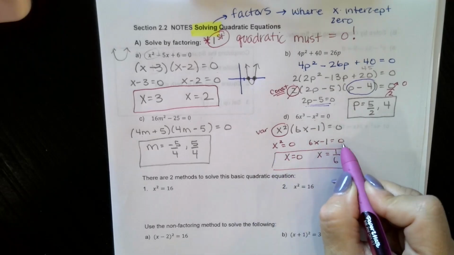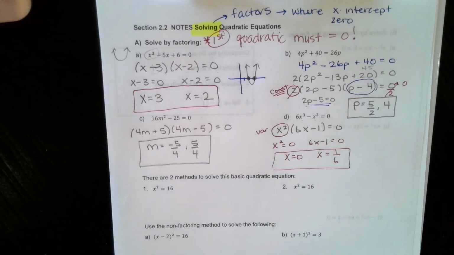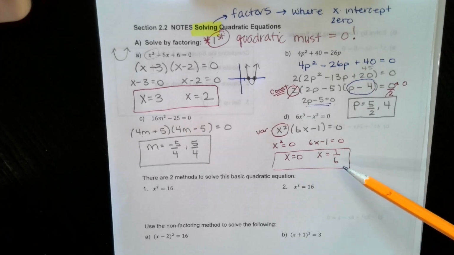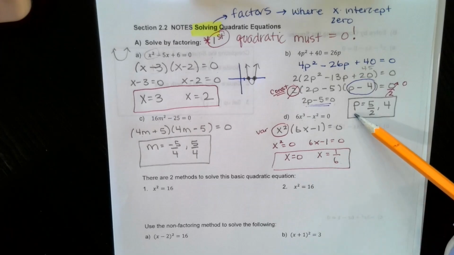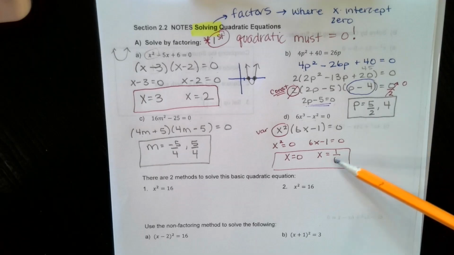Move the 1 over, it's positive, divide by the 6. Now, what you're going to notice is I have this written a couple different ways. I have x equals 0, x equals 1/6. I also have it written this way. These two things are saying the same thing.